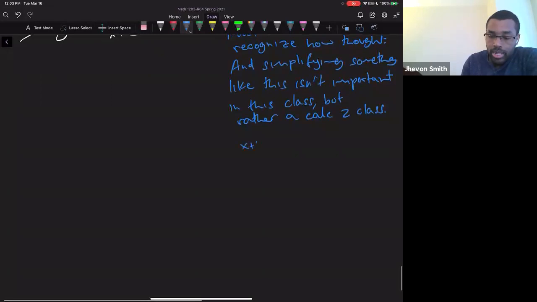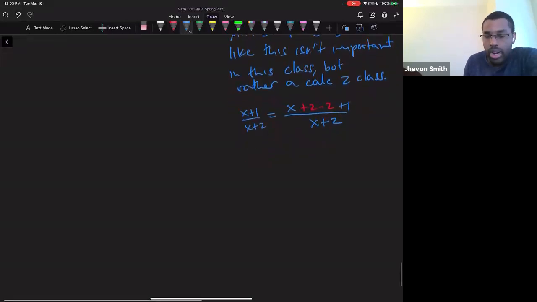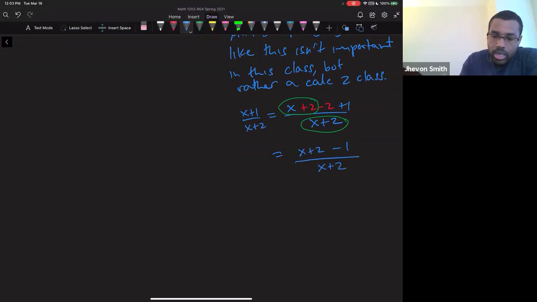But the idea would be, you could do long division of polynomials. That's one option. Another option is to try to get the denominator in the numerator. So I can add and subtract 2. Why? Because I want the denominator to be in the numerator. This would mean that I have x plus 2 minus 1 over x plus 2. And then I can break this into 2 separate fractions.